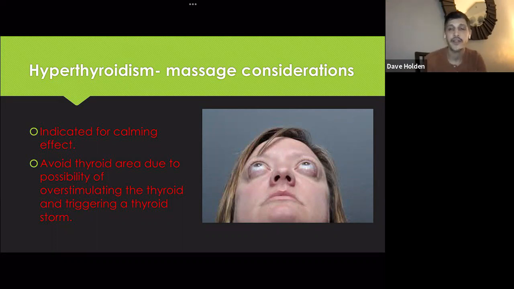Also, if they have hyperthyroidism, I would avoid working on the front of the throat. I don't want to bring more blood into the area and stimulate an area that is already stimulated. So I would avoid the front of the throat and just keep the massage very relaxing.